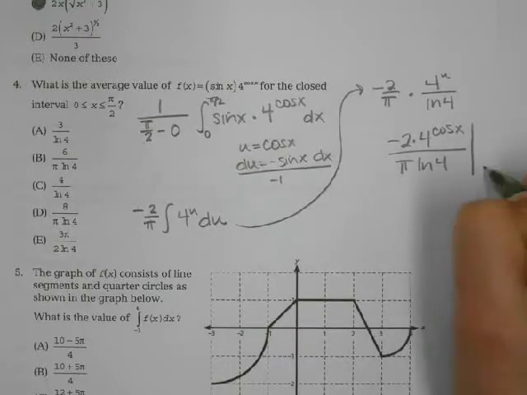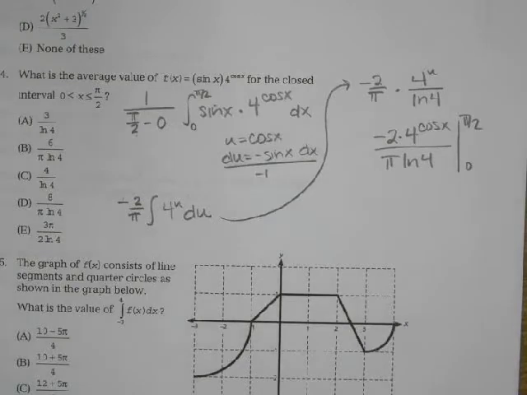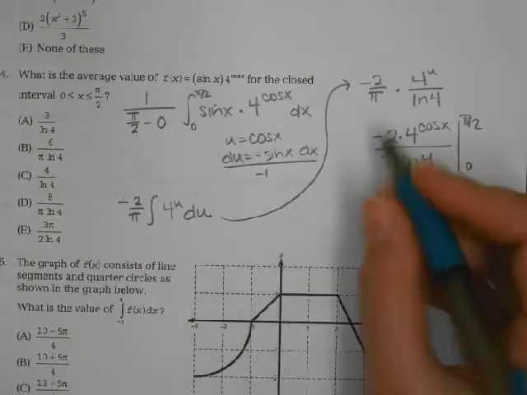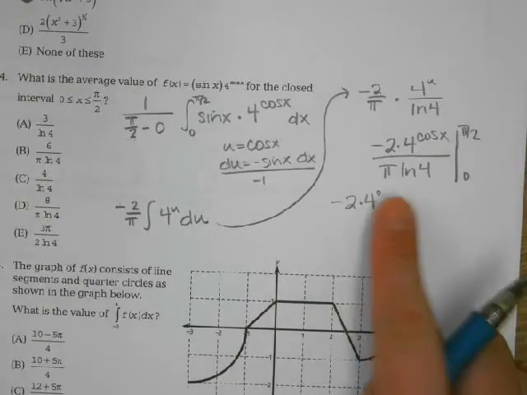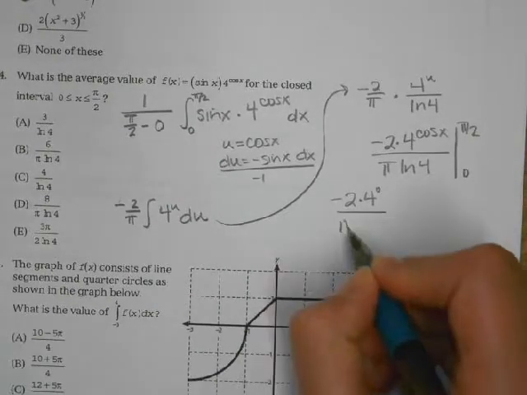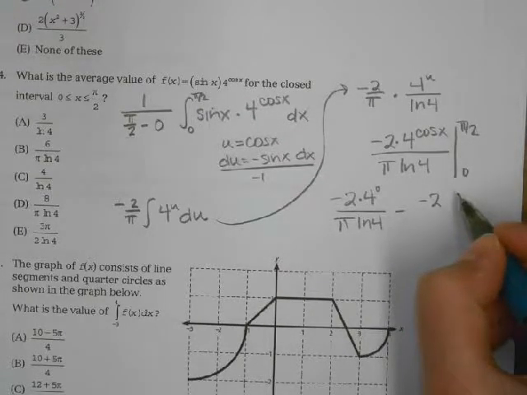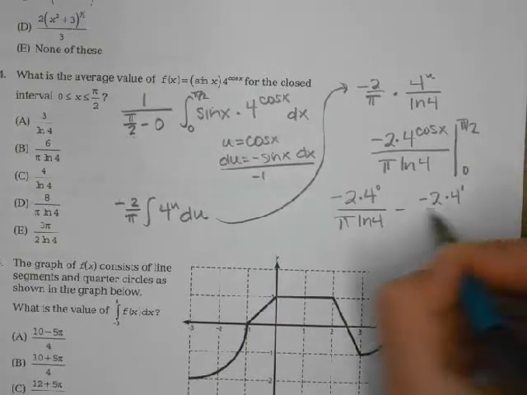And we're evaluating this from 0 to pi halves. Now here's where I got this answer wrong. So I plugged pi halves in my head, and I was like, oh, cos of pi halves is 0, so that zeroes out the top. That does not zero out the top. So I ended up getting this one wrong. It's negative 2 times 4 to the 0, and 4 to the 0 is 1. So just be careful of that. I made that mistake. Negative 2 times 4 to the cos of 0, which is 1.